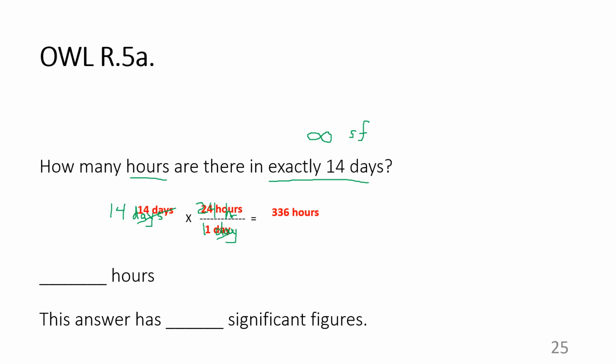Now, the question is, do I report all three of those significant digits? At first glance, when you see 14 and 24, you might think each of those numbers has two significant figures, and therefore your answer would round to two sig figs. However, both of the numbers going into this calculation are exact numbers. The conversion between hours and days is an exact number, and what we were given, exactly 14 days, also is an exact number and will have an infinite number of sig figs. Therefore, report all of the digits in your answer and know that your answer has an infinite number of sig figs.